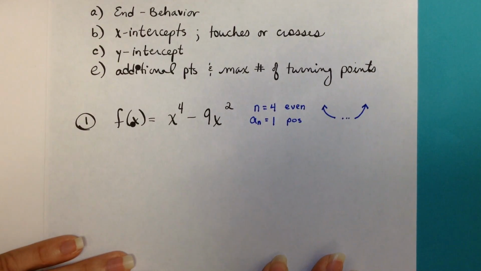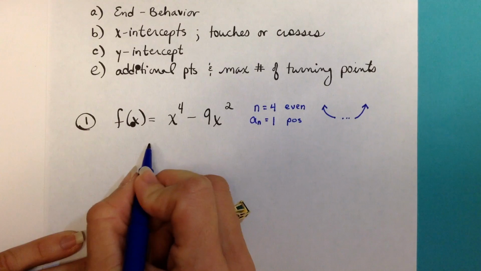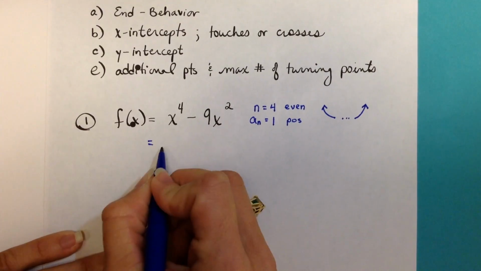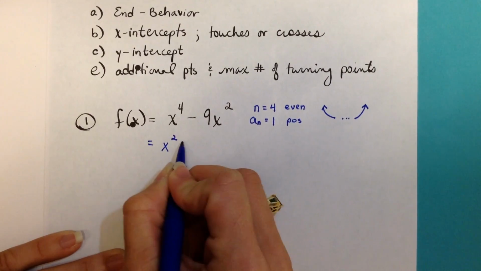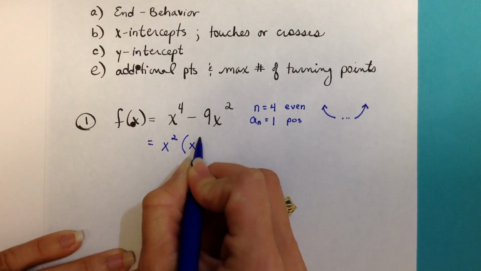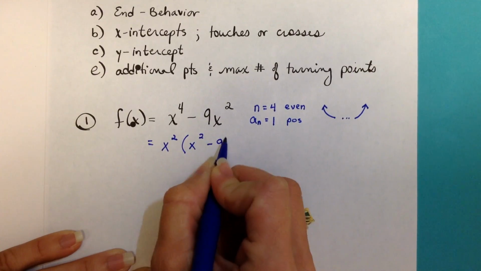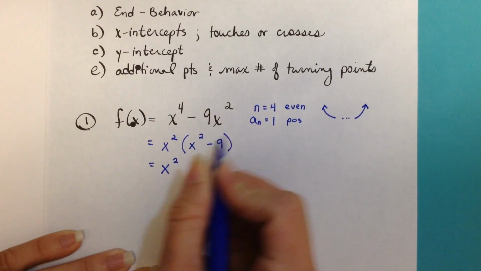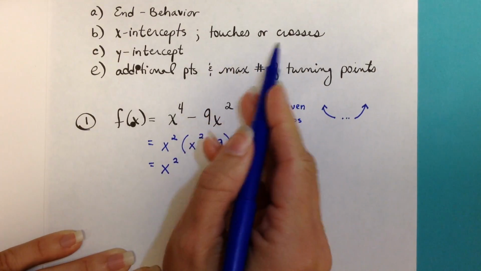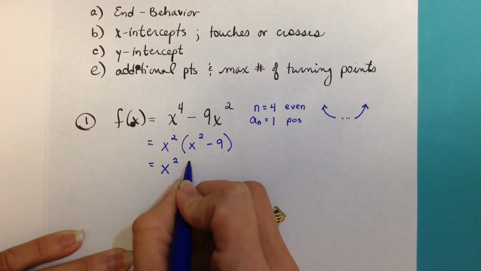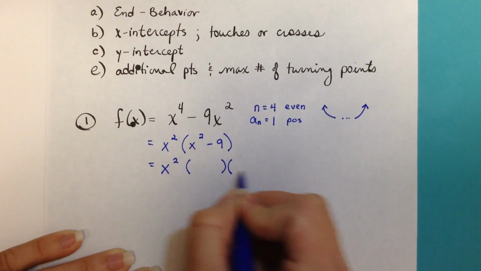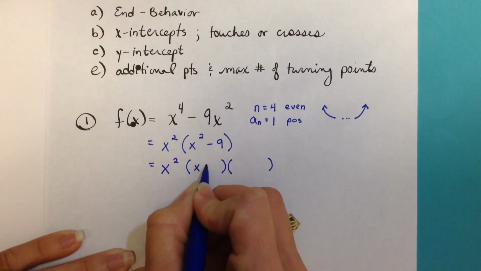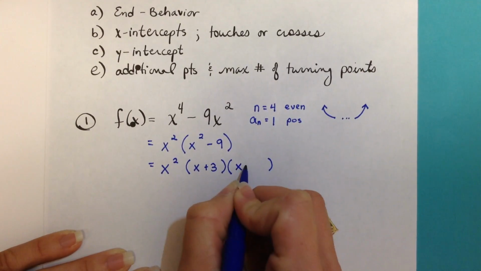Okay, now B part, to find the x-intercepts, what you're going to want to do is take this and factor it. I do have a common factor of x squared. So that would leave me with x squared minus 9. And just like earlier, I told you, because we're asking also about touches, crosses, because that has to do with multiplicity, you will want to go ahead and factor with a difference of squares, x plus 3, x minus 3.